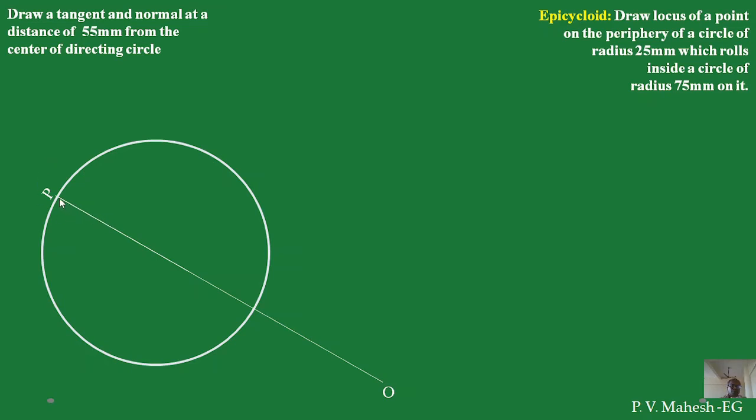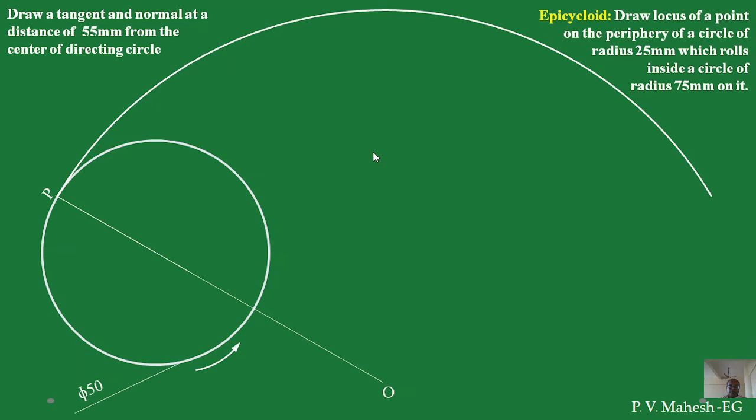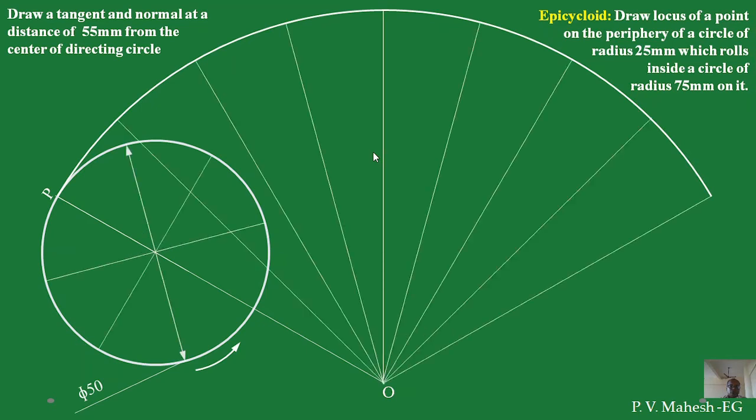Now I have to draw an arc here. What is the length of the arc? The length of the arc is equal to the circumference of the circle, 2 pi r. But since here it is a curve, we need to find the angle of the sector. So the angle of the sector theta is equal to small r by capital R, the radius of the rolling circle divided by the radius of the guiding circle or directing circle, into 360. So that will give the angle of the sector.